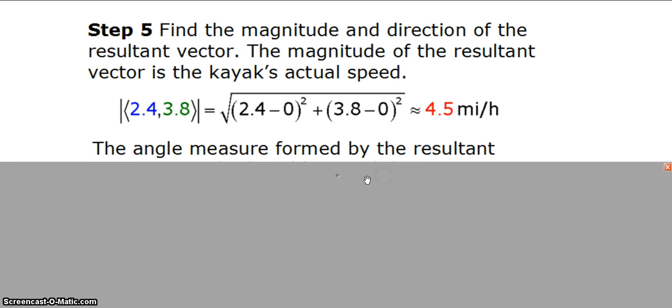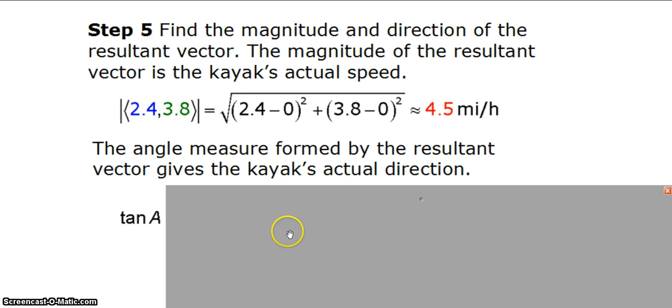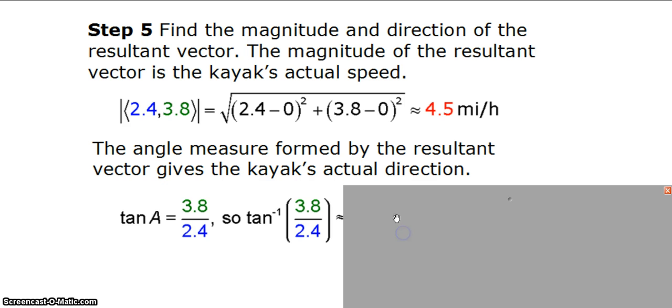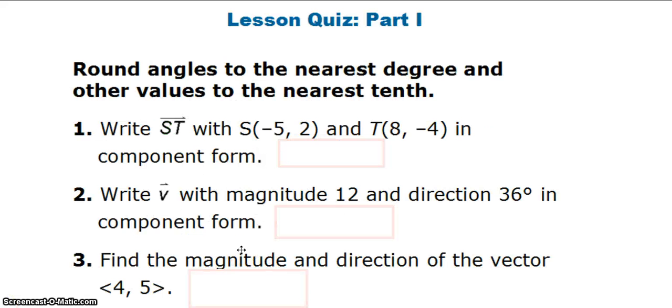Then we are looking for the angle measure, and so we have the inverse tangent, right? Because we have 3.8 over 2.4, the known, opposite over adjacent. So the inverse tangent of that ratio gives us 58 degrees. And when it comes to the compass bearing, it would be north 32 degrees east, right? 32 plus 58 equals 90. Good. You're now ready to try the lesson quiz. So go ahead and pause, come back and check your answer.